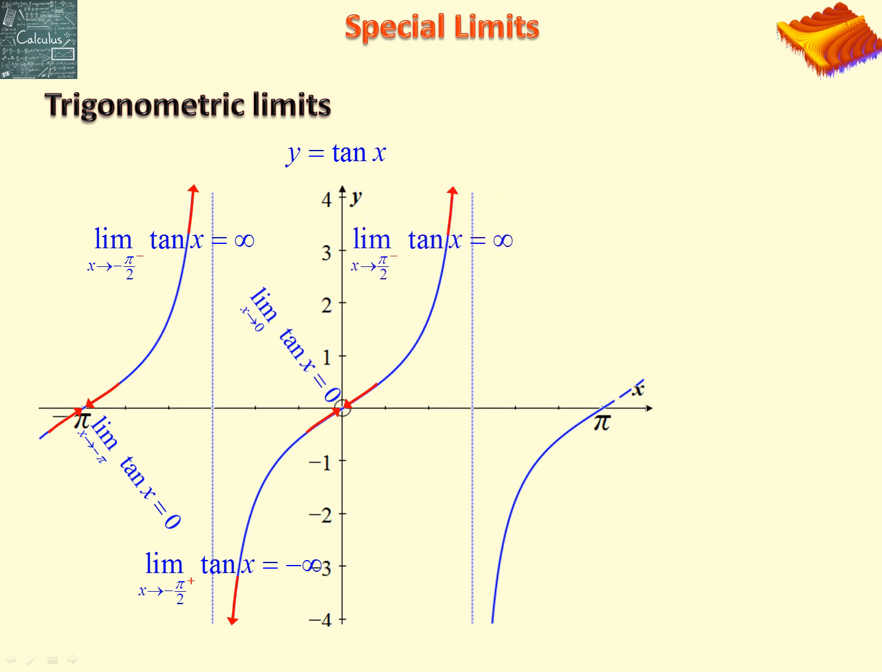Left limit, once again, is infinity for pi by 2. Right limit, negative infinity. And we can see just straight from substitution, as x tends to pi, the limit is 0.